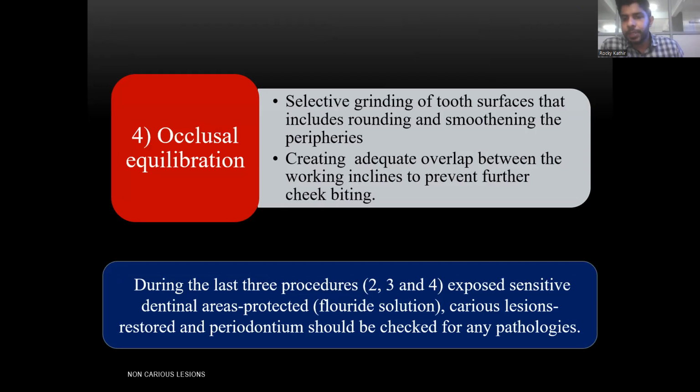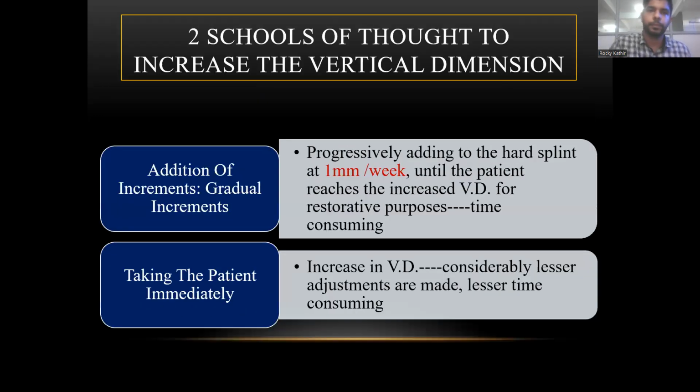During the last three procedures, the exposed sensitive dentinal areas are protected by using a fluoride solution, and the carious lesions are restored, and the periodontium should be checked for any pathologies. There are two schools of thought for restoring the vertical dimension. The first school of thought is the addition of increments gradually, in which the increments are progressively added to the occlusal splint at the rate of 1 millimeter per week until the patient reaches the desired vertical dimension for restorative procedures. However, this procedure is time consuming.